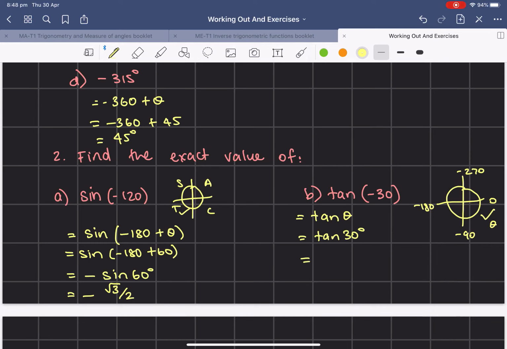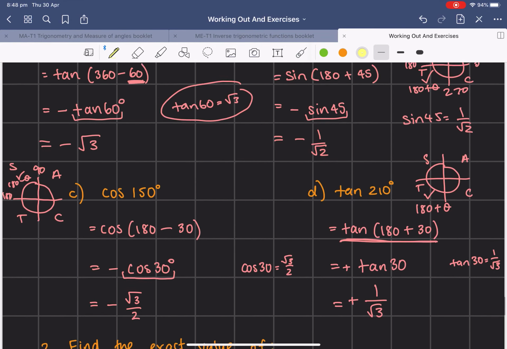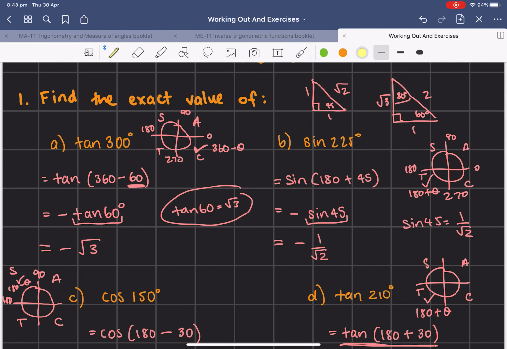Now, is tan positive or negative in that quadrant? Well, all stations to central. Tan is negative in that quadrant, so it's actually going to be, sorry, I should have done that here. Negative tan 30. So it's going to be negative. And then again, let's have a look at our triangles. Tan 30, opposite over adjacent, is going to be 1 on root 3.